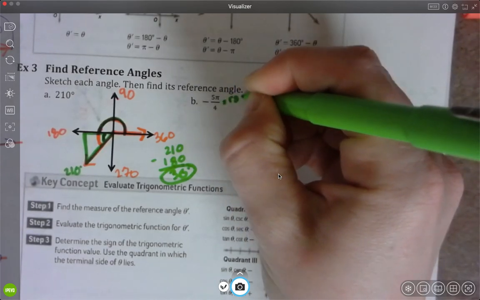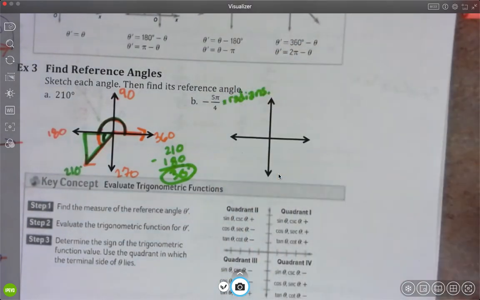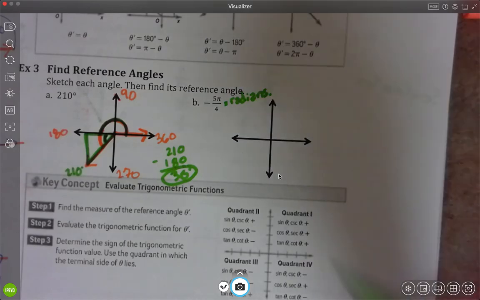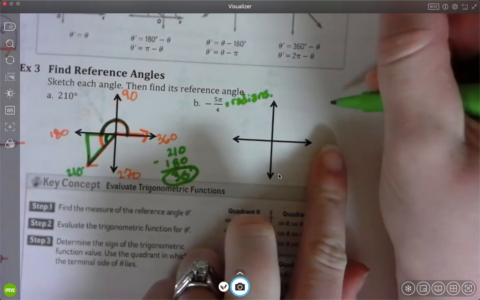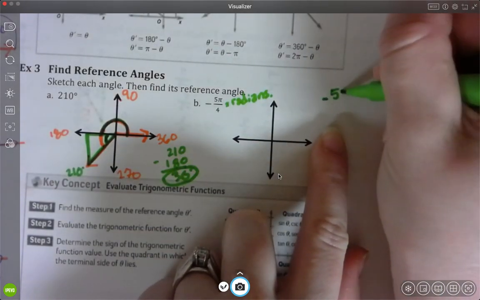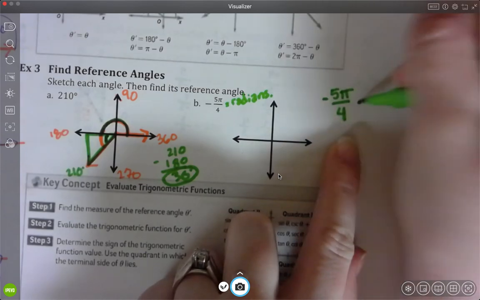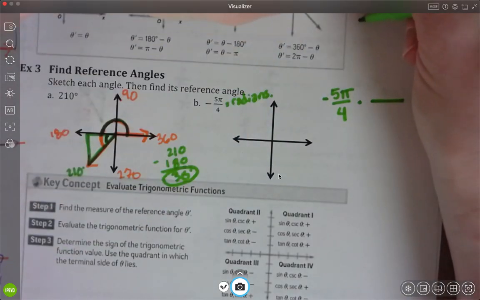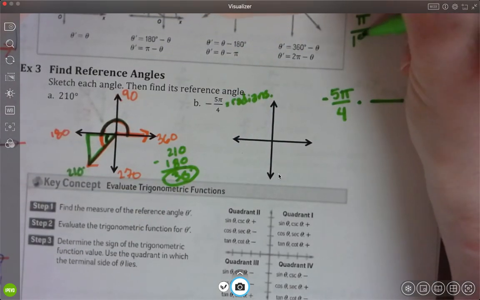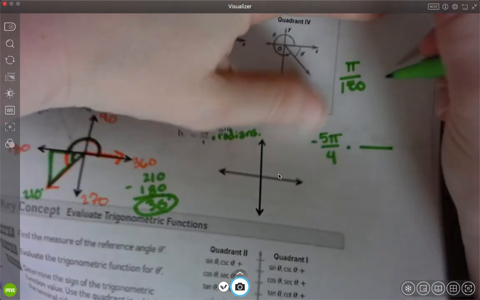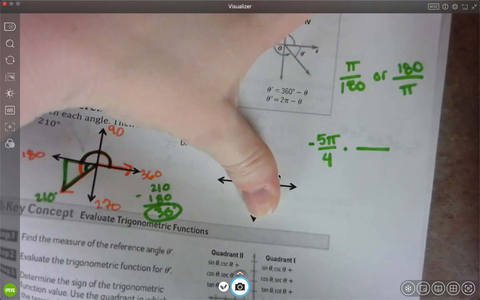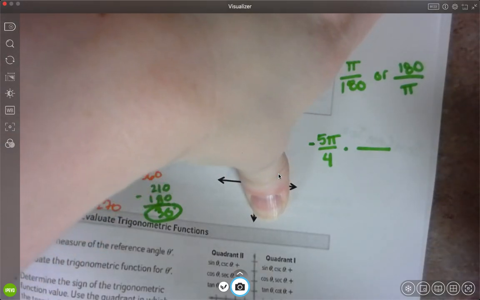Radians, okay? I would much rather deal with stuff that's in degrees. Think back to section 9.2 or 9.1, where we switched from radians to degrees. We have negative 5 pi over 4, and I want to know how many degrees that is. It's either going to involve multiplying by pi over 180 or 180 over pi. Which one am I going to use?